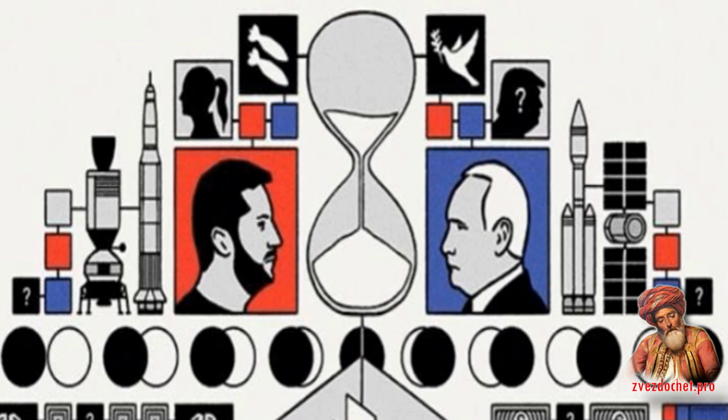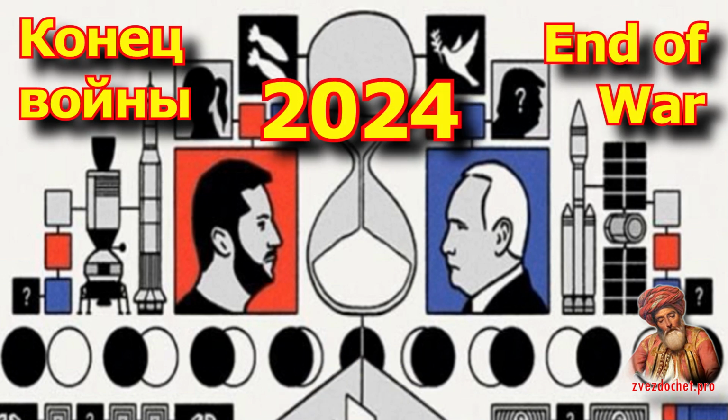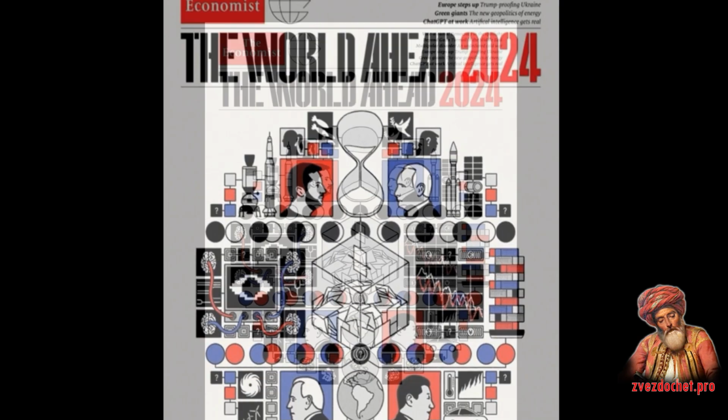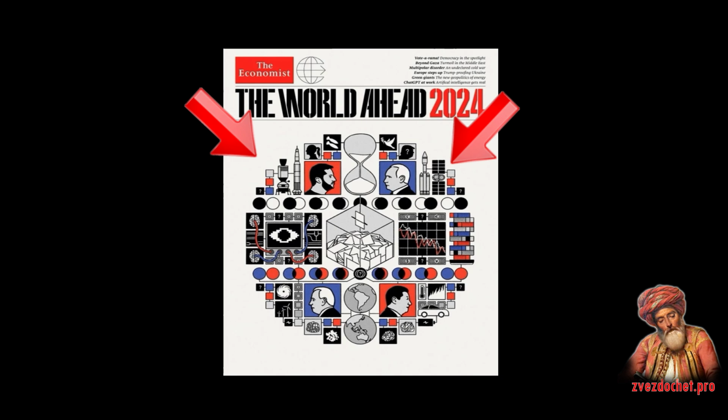The struggle between Russia and Ukraine ends in 2024. Zelensky is influenced by a woman, wife, and in his head is the desire to bomb. Putin is influenced by Trump, perhaps because of the question sign, and has a desire for peace in his head. Space technology plays a huge role, perhaps just a hint at rockets.